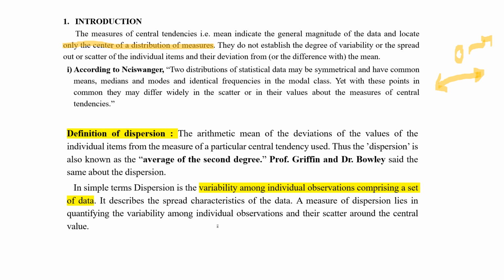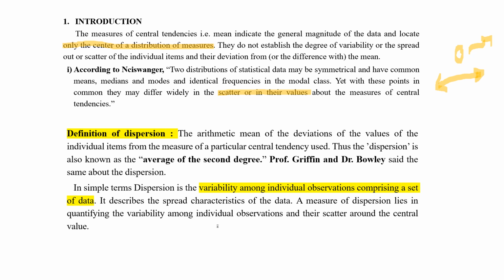Two distributions may have the same mean, median and mode. Yet with these points in common, they may differ widely in the scatter of their values about the measures of central tendency.